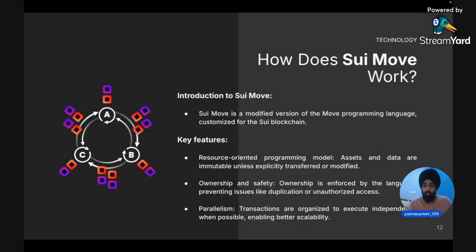So how does Sui Move actually work? Sui Move is a modified version of the Move programming language, customized specifically for the Sui blockchain. The key features include the resource-oriented programming model, where assets and data are immutable unless explicitly transferred or modified. Second is ownership and safety: ownership is enforced by the language, preventing issues like duplication or unauthorized access. Then parallelism: transactions are organized to execute independently whenever possible, enabling scalability.